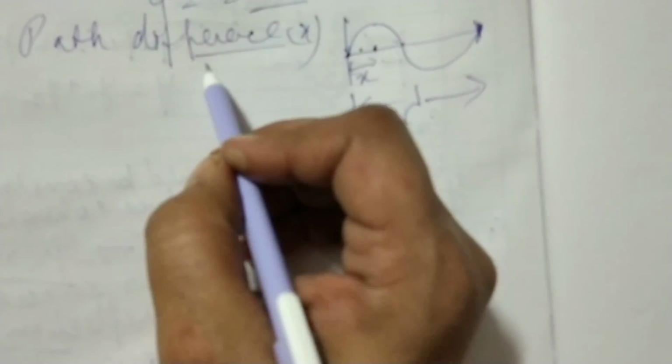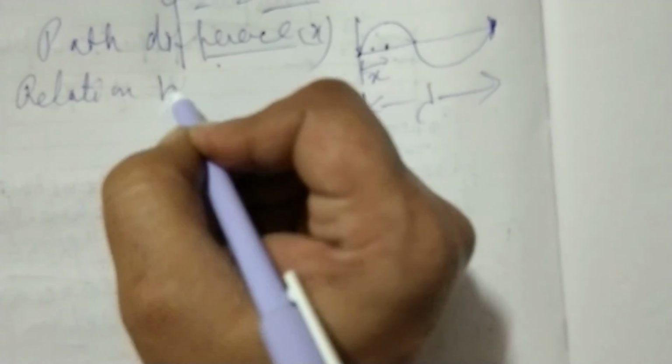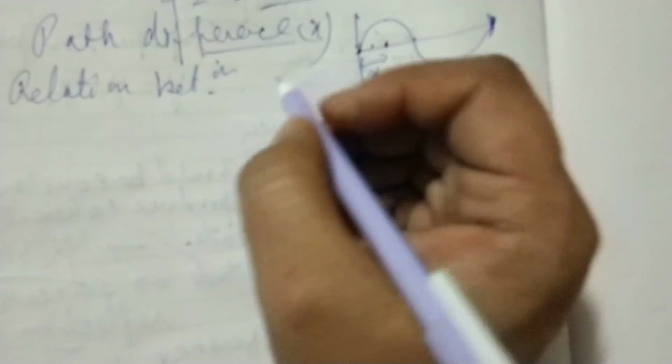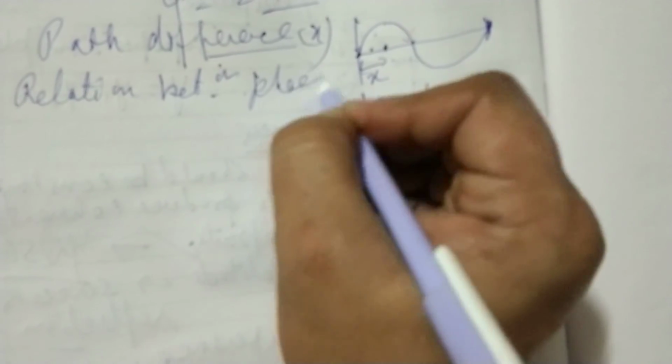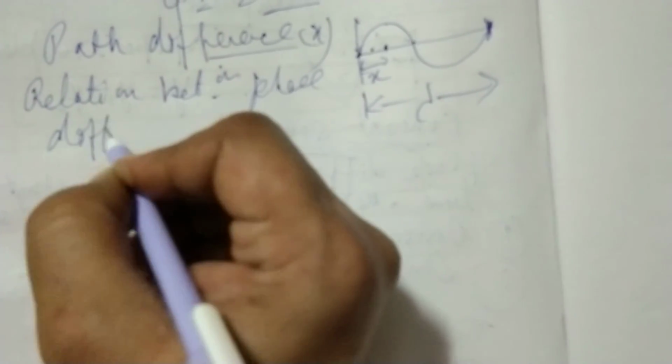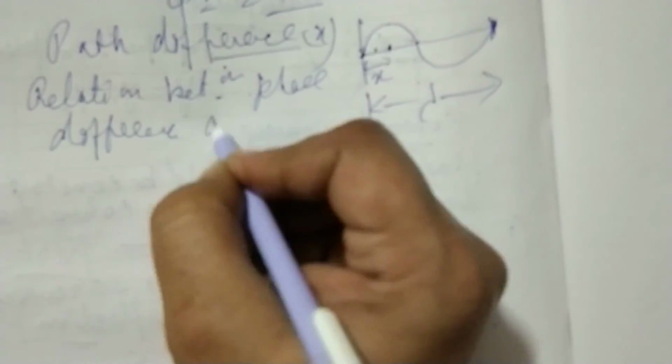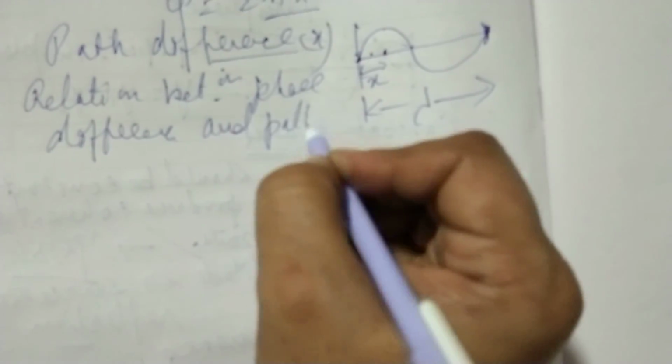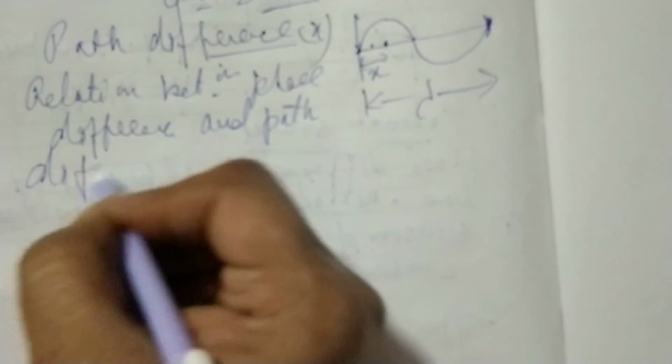We cannot express this x in terms of lambda, because it is very difficult. It is not lambda by 2, or lambda by 4. Then how can we find out the path difference or the phase difference? We need to find the relation between phase difference and path difference.